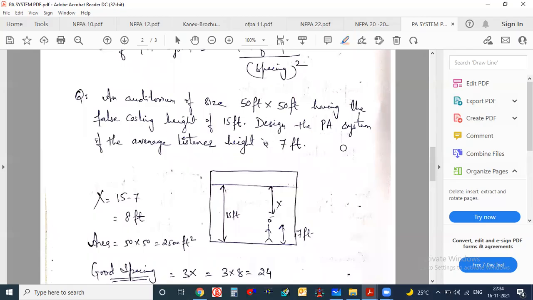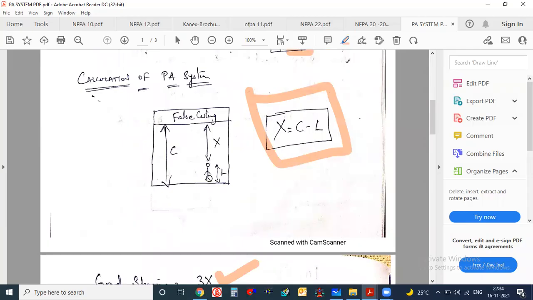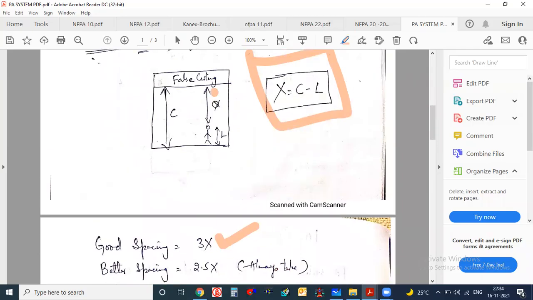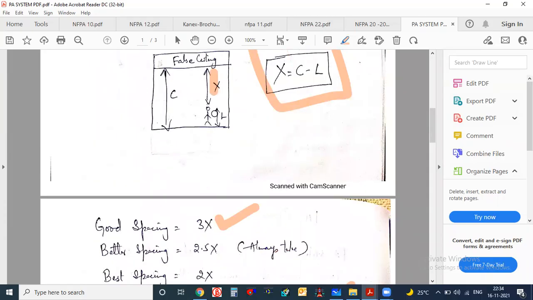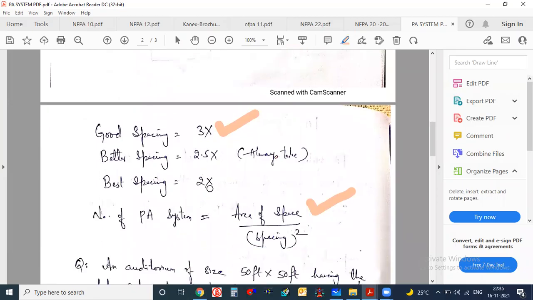Here you see one example is given. An auditorium. What is 2x, 3x? Okay, x we understand is from the false ceiling to the head of the person. This is the x. Is 3x the distance between speaker to speaker? You have to just calculate this x and multiply with 3. Then when you multiply by 3, is that the distance between speaker to speaker?